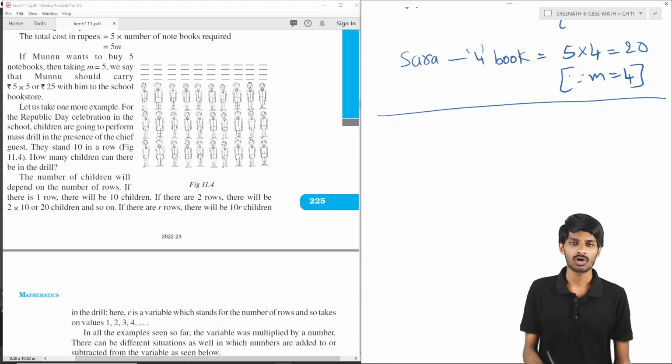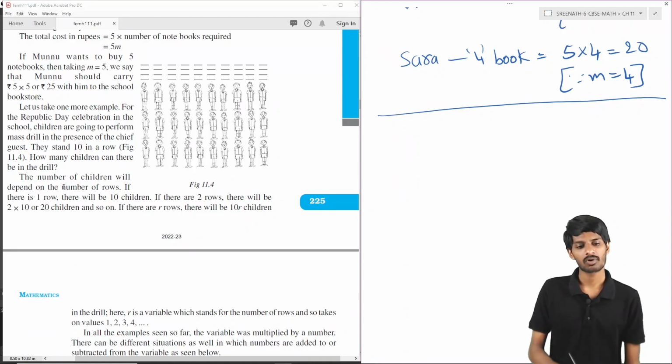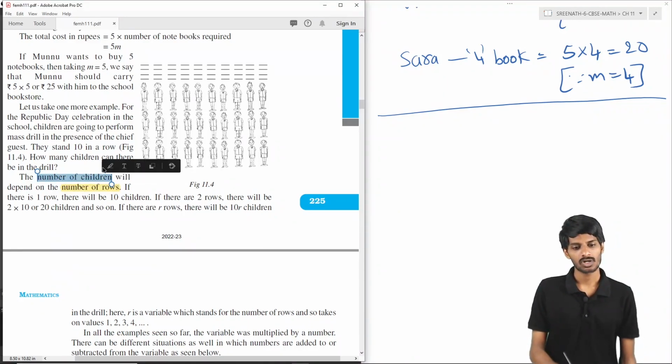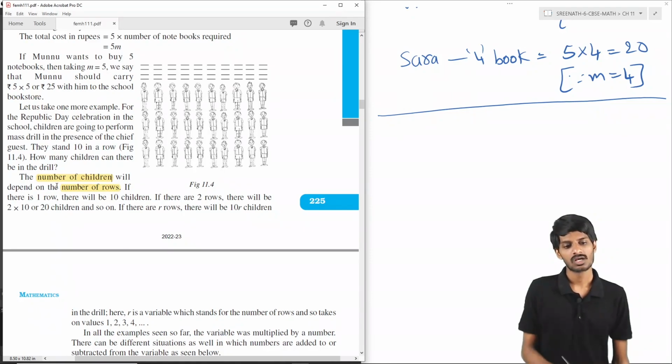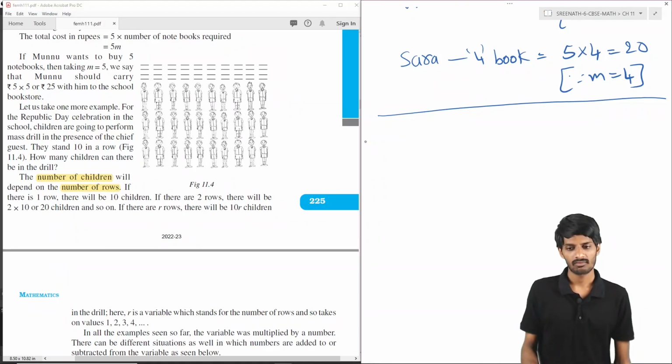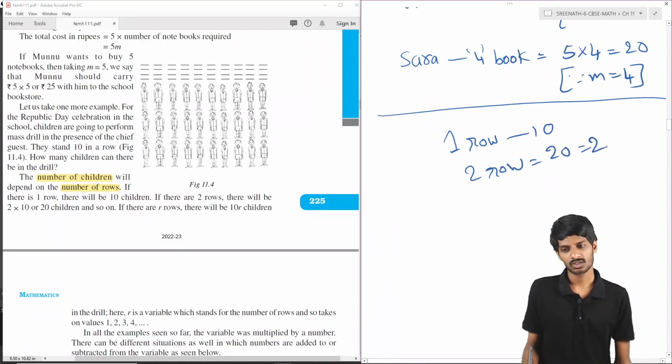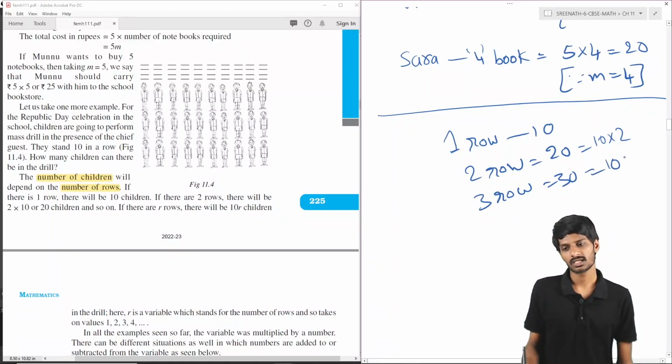So the total number of students, what? It purely depends upon the total number of rows. So the number of children will depend on the number of rows. If you know the number of children, you have to know the number of rows. So if there is only one row, the children will be 10. If there are two rows, for one row there are 10 children. For two rows, the children are 20, which is nothing but 10 into 2. For 3 rows, the number is 30, which means it is 10 into 3.